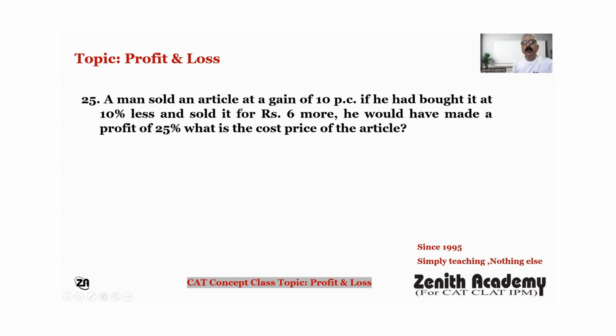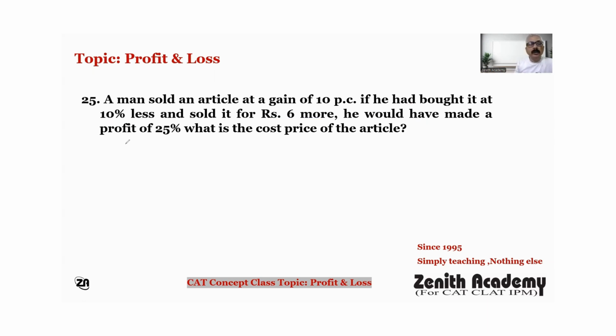A man sold an article at a gain of 10%. If he had bought it 10% less and sold it for rupees 6 more, he would have made a profit of 25%. What is the cost price of the article? So look here. First, see a simple, straightforward, conventional approach, right?